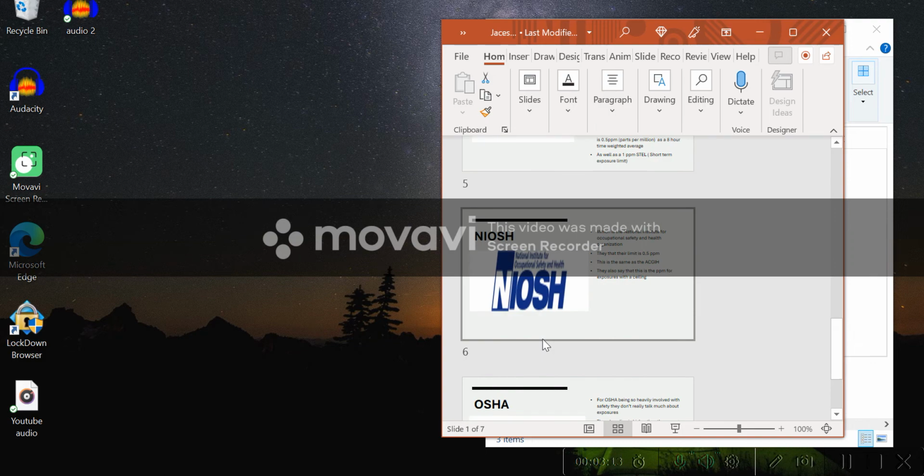Now we have NIOSH, which stands for the National Institute for Occupational Safety and Health. They have set their limit at 0.5 ppm, same as ACGIH. They also say this parts per million counts for exposures with a ceiling.